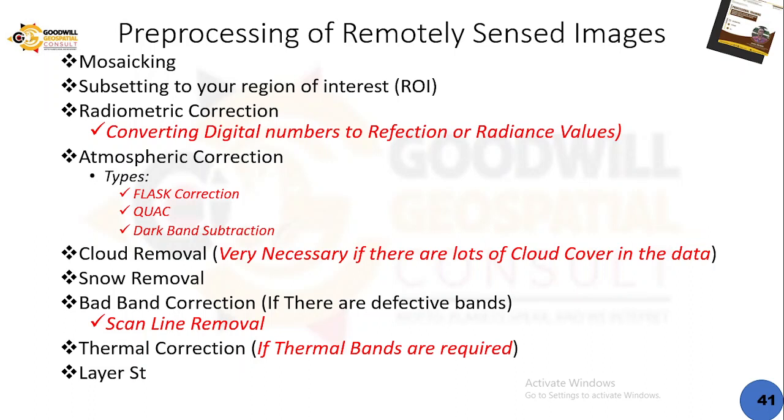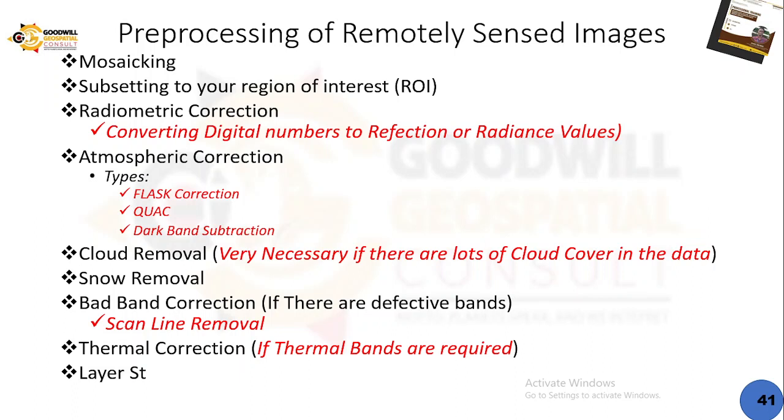So after your subsetting, you do what you call radiometric correction. The image in the raw form has digital numbers, just as I showed you in the previous slides. So you have to convert these digital numbers to surface reflectance or radiance. That's what you call the radiometric correction.